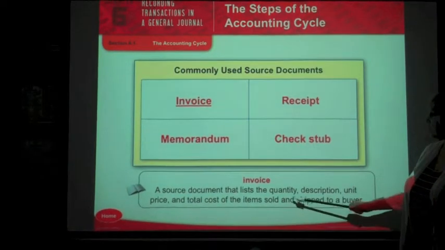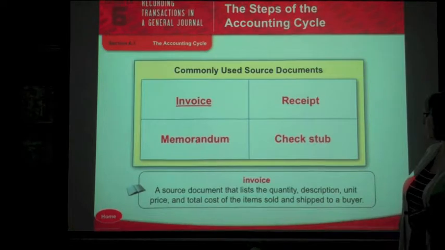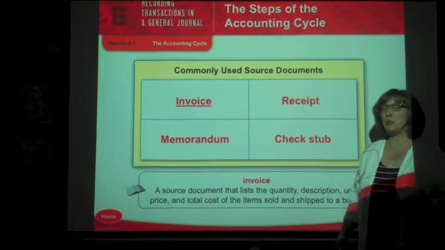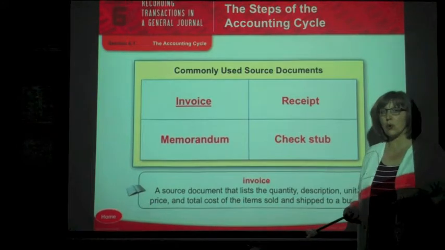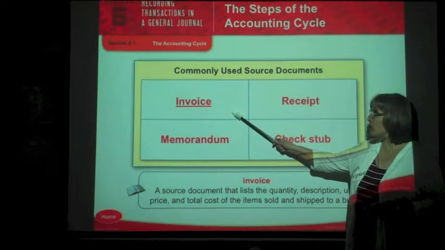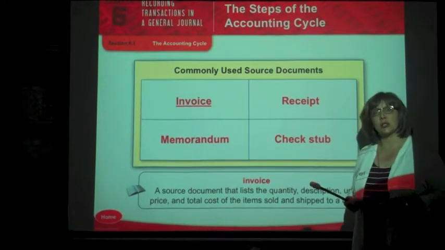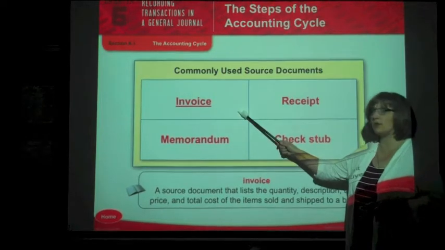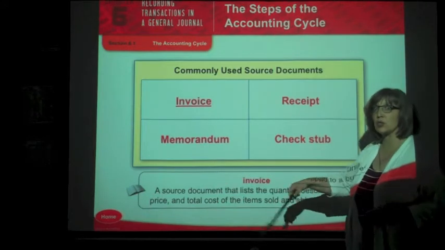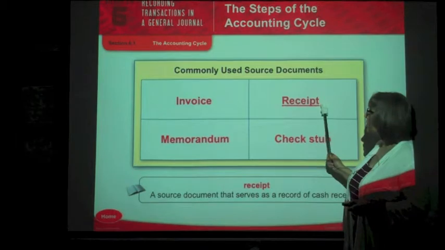The invoice is a source document that lists the quantity, description, unit price, and total cost of the items sold and shipped to a buyer. Sometimes we refer to the invoice as a bill. It's what comes with our order if we haven't paid for it. We can have a purchase invoice, which is a bill that we receive because we purchased something, or we can have a sales invoice, which is something that we're going to send to our credit customers if they haven't paid us. The next one is a receipt.